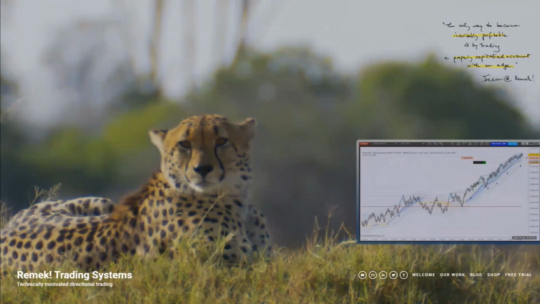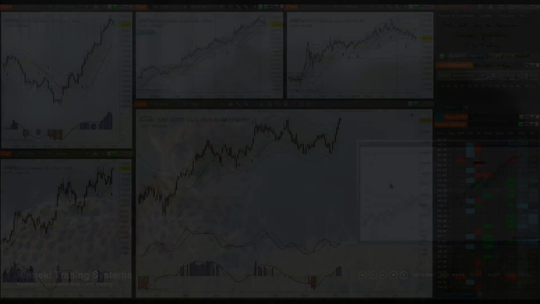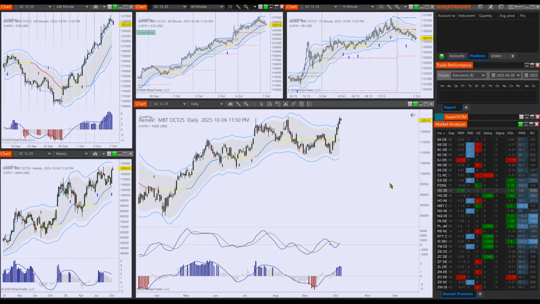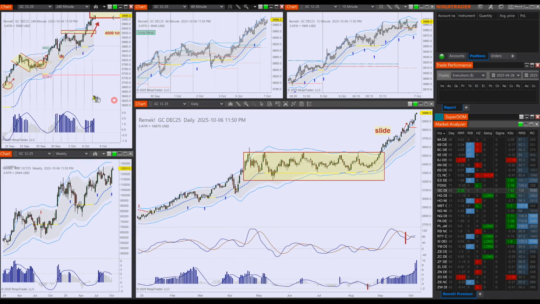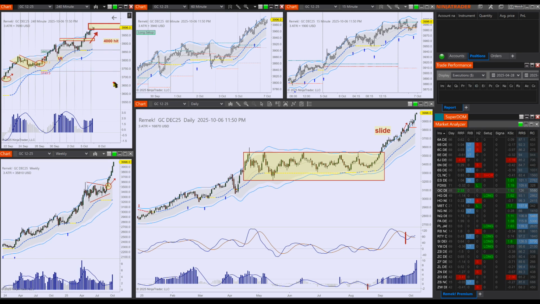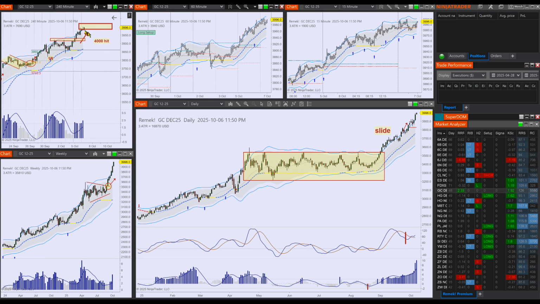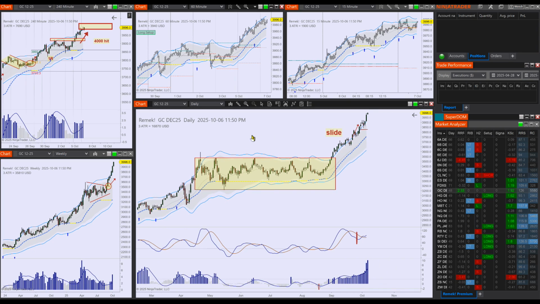Okay, on to metals. GC, as the whole world knows now, hit 4,000 today officially. There's not much news for us because this is what we expected. Here we go. It's not going to stop there in most likelihood. So this is a very strong slide outside the Keltner. And who knows where it's going, but we're going where it is going.